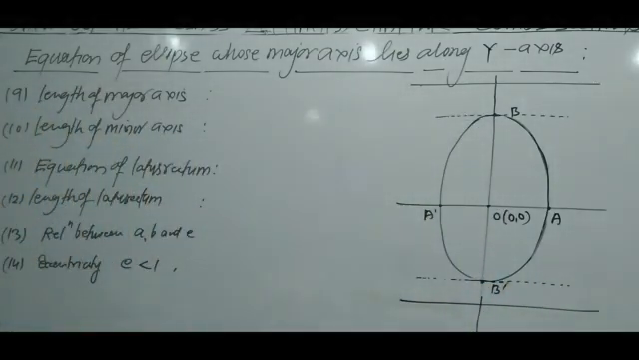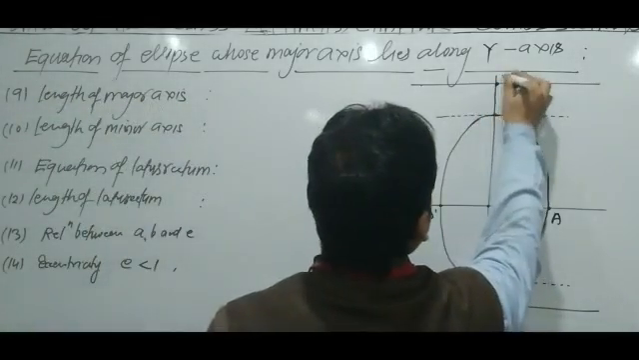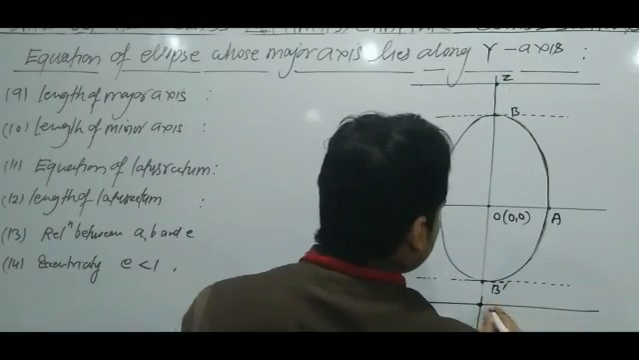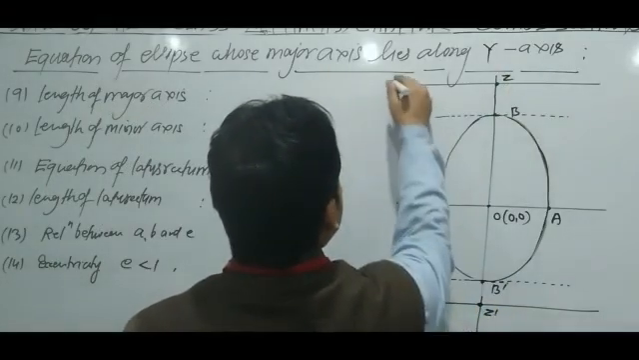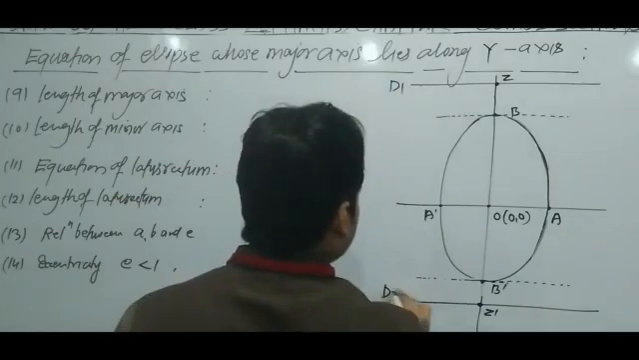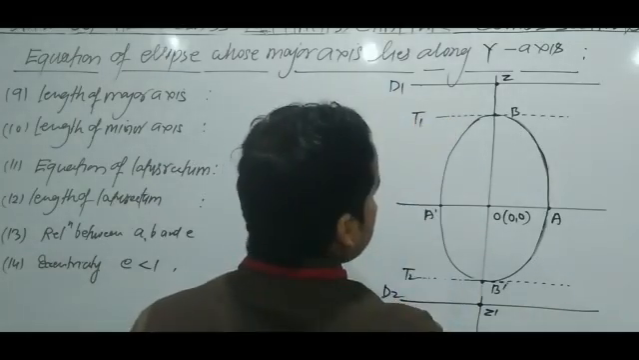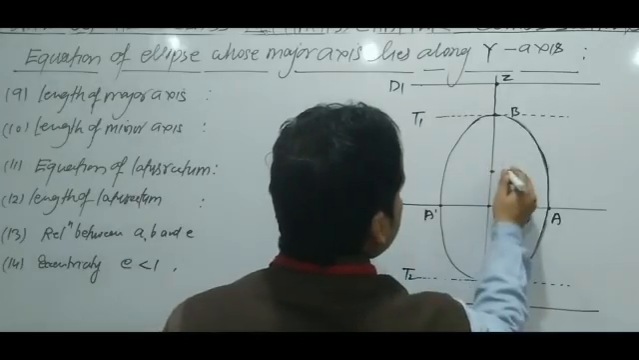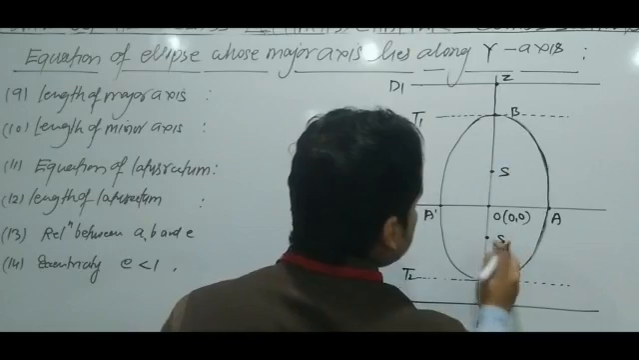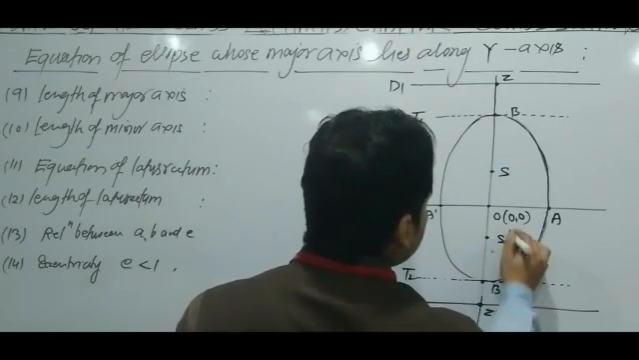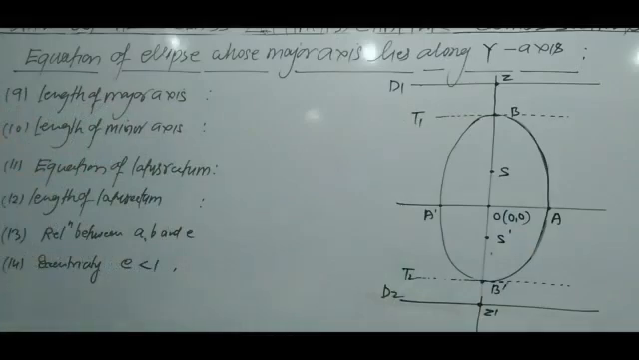Now see, this is the point Z, this is the point Z dash, this is D1, this is D2, this is T1, this is T2, this is focus coordinates, focus point S and S dash is here.